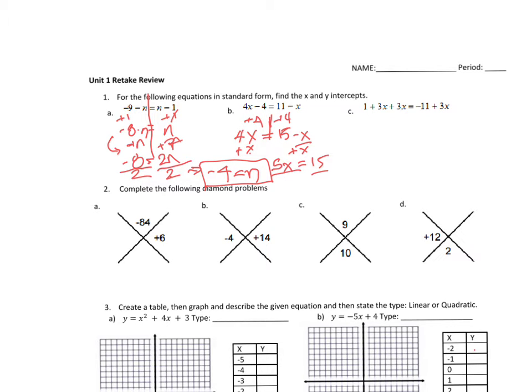What's my last step always? If you said divide, that is correct. I would divide both sides by 5, and I would get 1x equals, what is 15 divided by 5? That's your answer. Write it down.